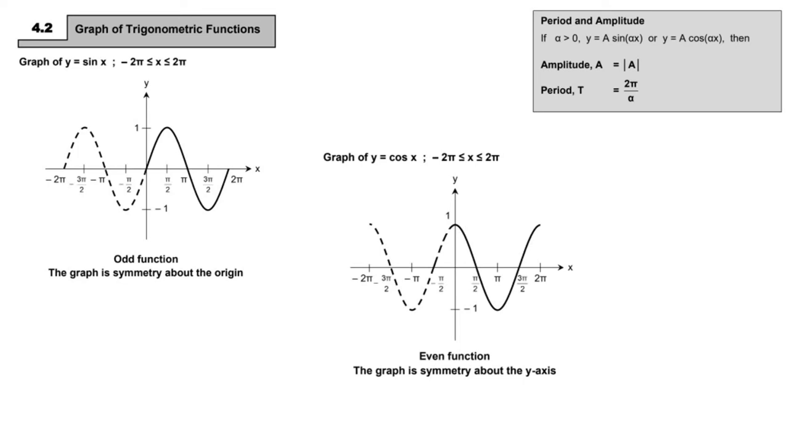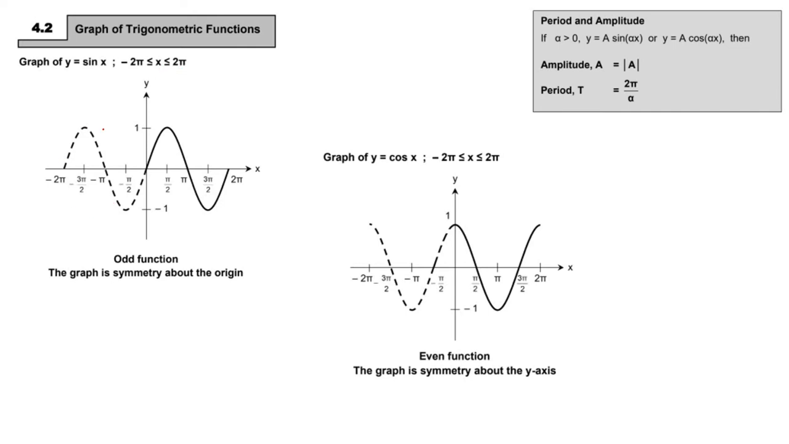For today's topic, graph of trigonometric function, we will only discuss two types of graph, which is y equals sine x and y equals cos x. Let's start with the first one. This is the graph of y equals sine x from negative 2 pi less than or equal to x less than or equal to 2 pi.